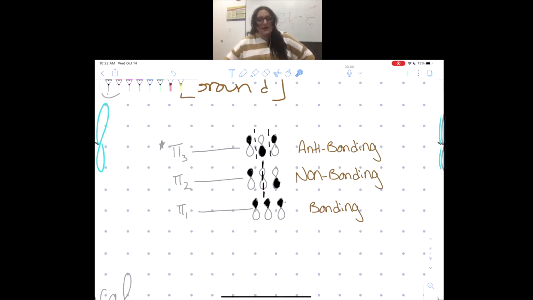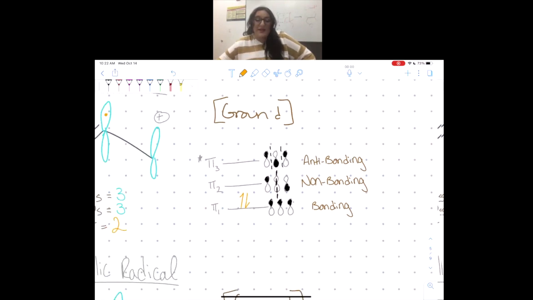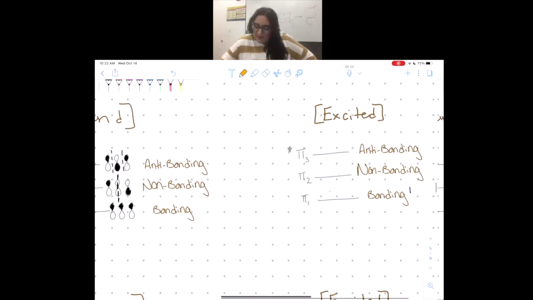Another way we can think about it is that this one in the middle that got messed up because of the node, we can call that non-bonding because there's no electrons. We can think about it that way. Whatever helps you the most. So when we're filling in our electrons, again, we're going to start at the bottommost energy level and work up, but now we only have 2 electrons, so only in the bonding orbitals. In the excited state, though, one of these will jump up to pi 2. So we get bam, bam.